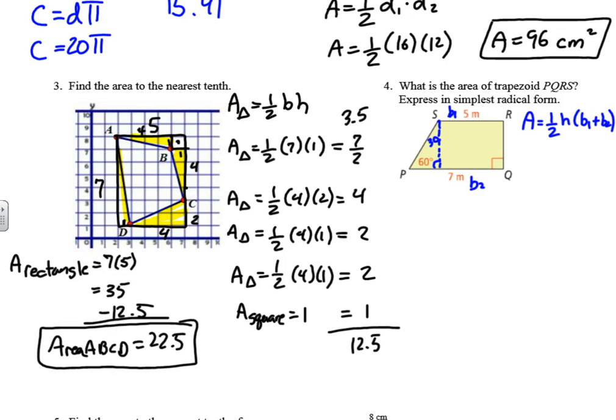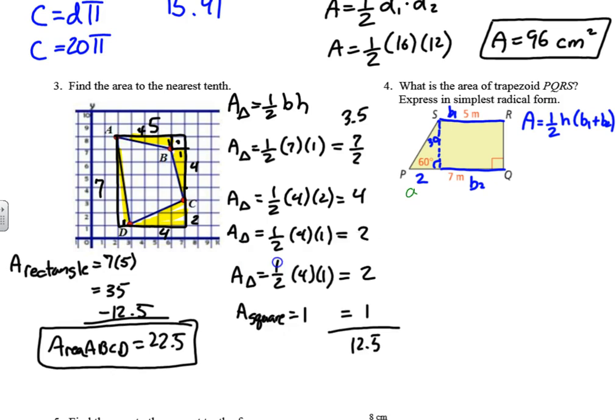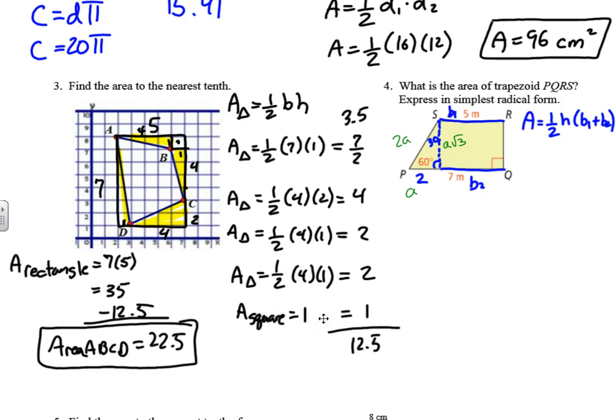That's a 30, 60, 90 triangle. And in a 30, 60, 90, since this was 5 up here from S to R, this would be 5. That would make this distance 2. So what's in our 30, 60, 90? Do you remember our little song? When it's 30, it's A, 90, 2A, 60, what's that? A radical 3. So A radical 3 means that the height will be 2 times the square root of 3.